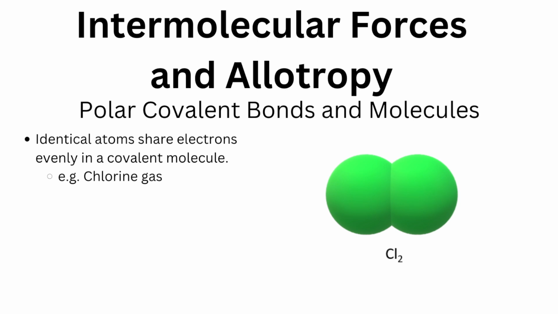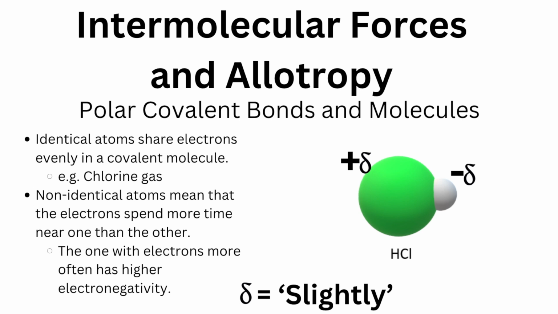Pairs of identical atoms in a covalent molecule, such as chlorine gas, share electrons evenly. But when they're not identical, the electrons spend more time closer to one nucleus than the other, and obviously this is due to the electronegativity of the atoms present in the molecule. In hydrogen chloride, chlorine has slightly higher electronegativity than hydrogen, meaning the electrons are closer to it. This is notated by the delta symbol, meaning slightly charged one way or the other.